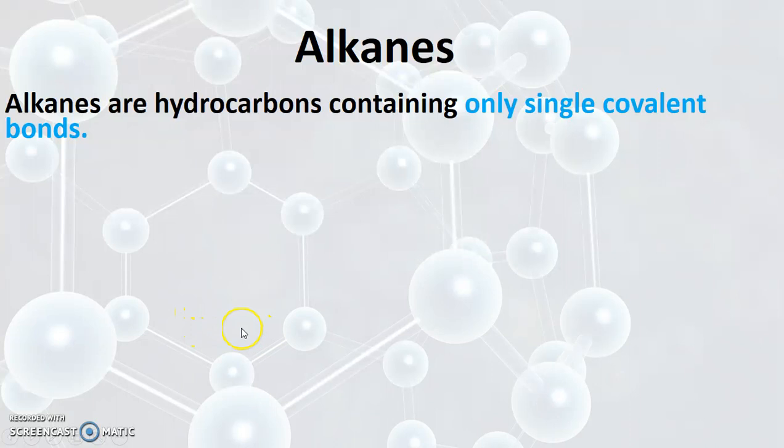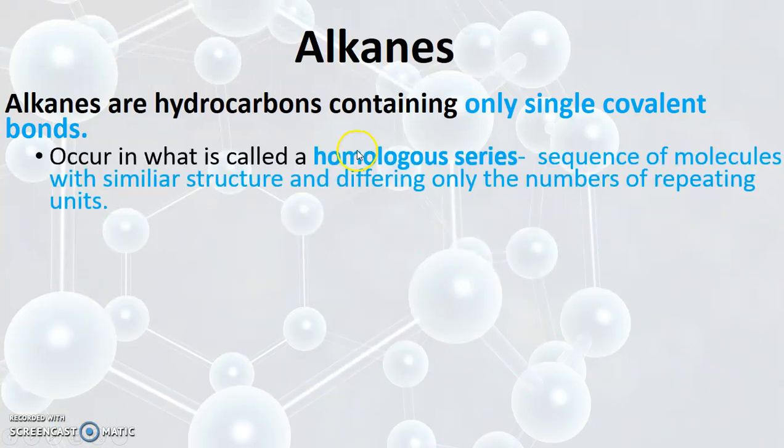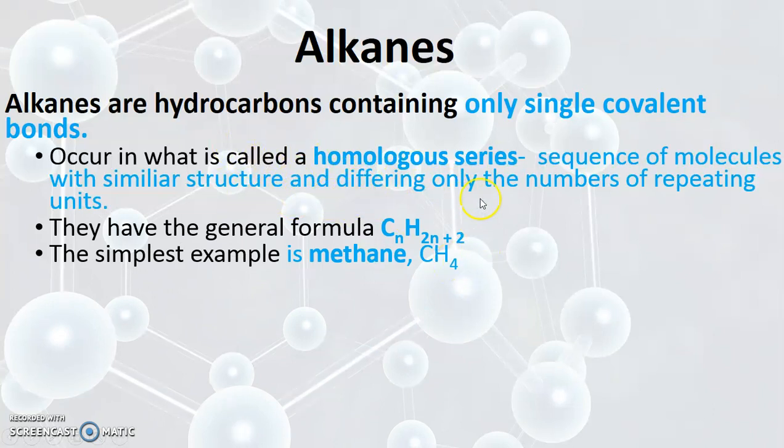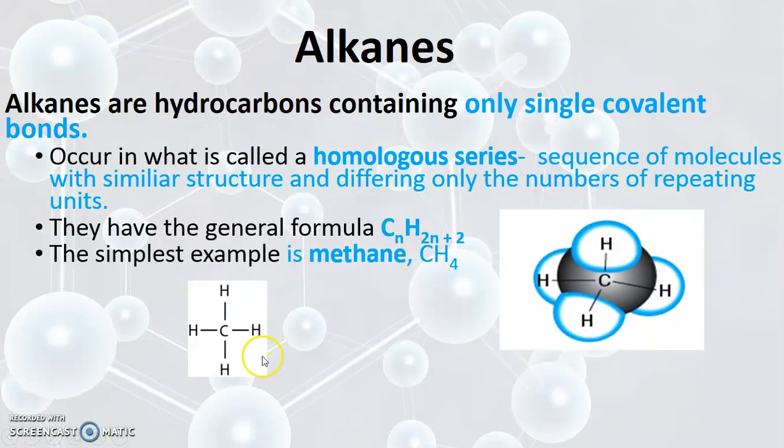We already talked about this, but I want to go over it. Alkanes are hydrocarbons with only single bonds. They occur in a homologous series where the difference between one molecule and the next is just the number of repeating units. We talked about examples like this on Friday. The one thing we said we had to know was the general formula for an alkane: whatever the number of carbons is, double that and add 2, and that is the number of hydrogens. The simplest hydrocarbon that's an alkane is methane, which is a single carbon bonded to 4 hydrogens.